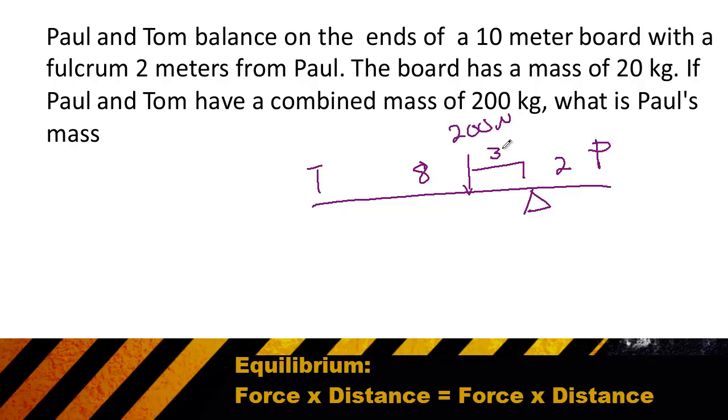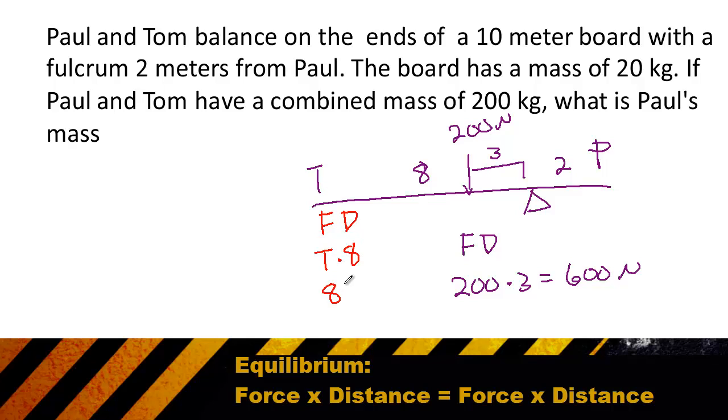The total torque from the mass of the board is simply going to be the force times the distance. So from the weight of the board, we have 200 newtons of force times a distance of 3, or 600 newtons of torque. That's from the weight of the board. Tom is also exerting torque on the board, and again, we'll use the same equation, his force times his distance. We don't know the force from Tom yet, but we do know the distance, so we could just call his force T and his distance 8. Or the total torque from Tom is simply 8T. Likewise, we could call the torque from Paul simply 2P, his force times his distance.